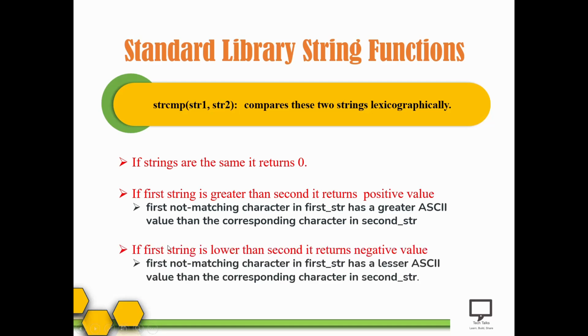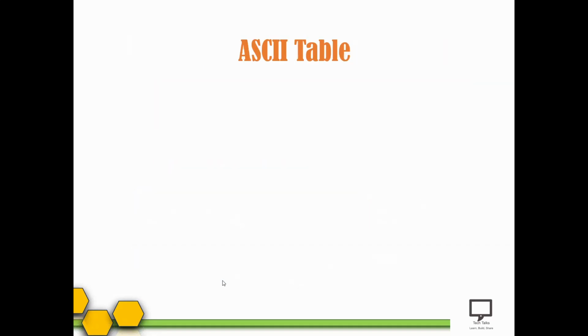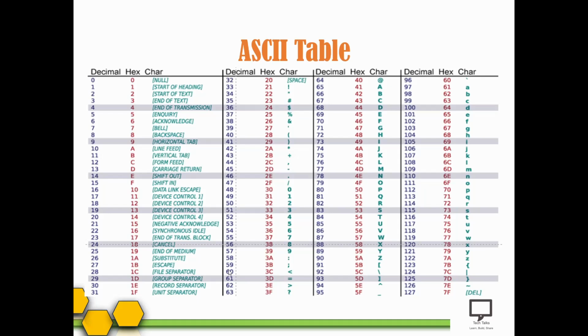And in the other case, if the first string is lower than the second, it returns a negative value. Why? Because whenever the first non-matching character in the first string has a lower ASCII value than that of the corresponding character in the second string, it returns the negative value. For your reference, I have provided the ASCII table here.